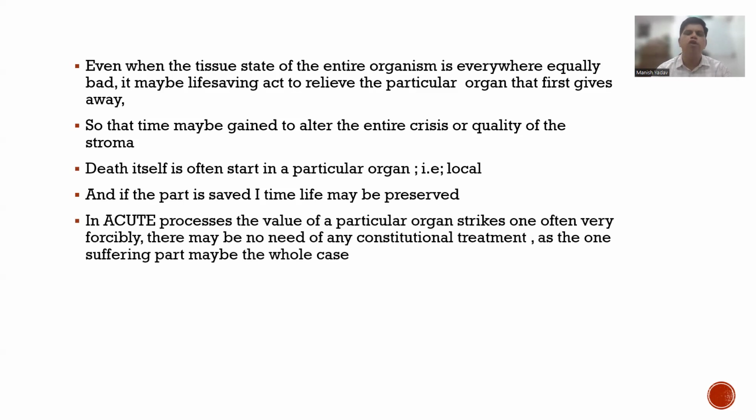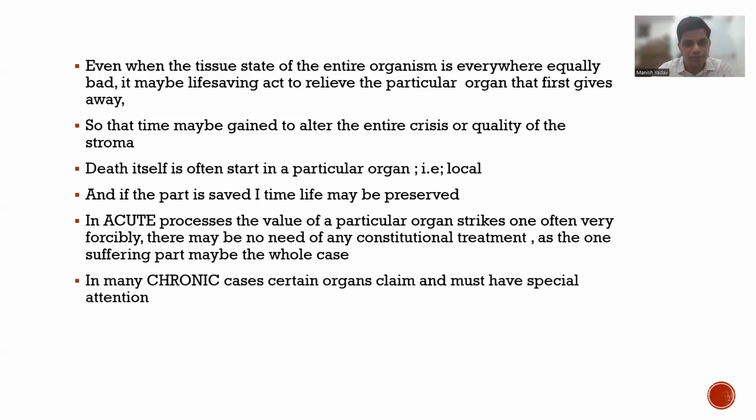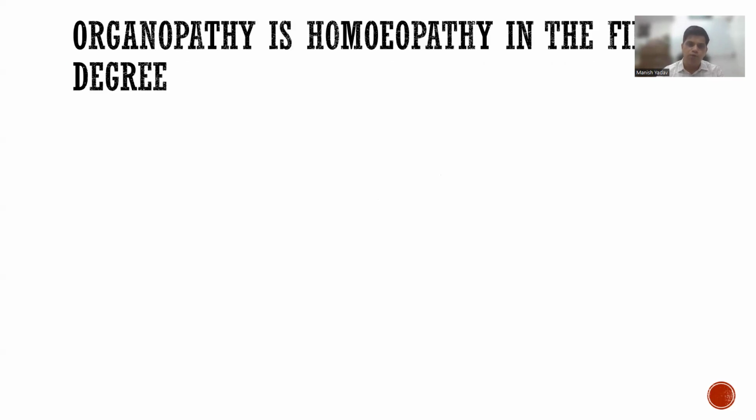In acute processes, the value of a particular organ strikes one often very forcibly. We're talking about chronic pathological conditions, but in acutes, definitely organ importance is there. There may be no need for it in constitutional treatment, as the one suffering part may be the whole case. That's a different story altogether. In constitutional treatment, maybe you don't need to consider all the organs, because if you get a remedy which acts at a deeper level, it can take care of the entire organ. But in acute disease, you need to find a remedy which has specific action on the location. He goes ahead and says, in many chronic cases, certain organs claim and must have special attention. You have to look into those.